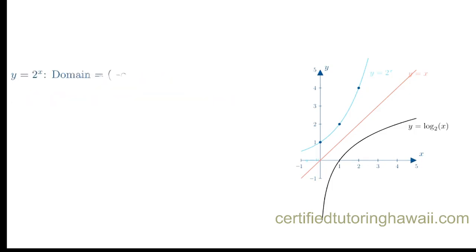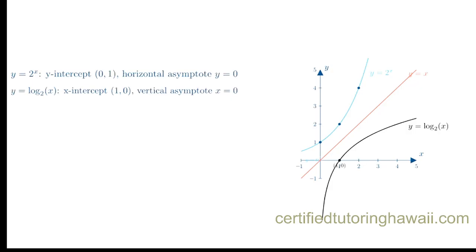First, the roles of the domain and range have swapped. The domain of the log function is (0, infinity), and its range is all real numbers. This is the exact opposite of the exponential function. Second, its intercept is now the x-intercept at (1, 0), and its asymptote is a vertical one at x equals 0. These are also inverses of the exponential's properties.